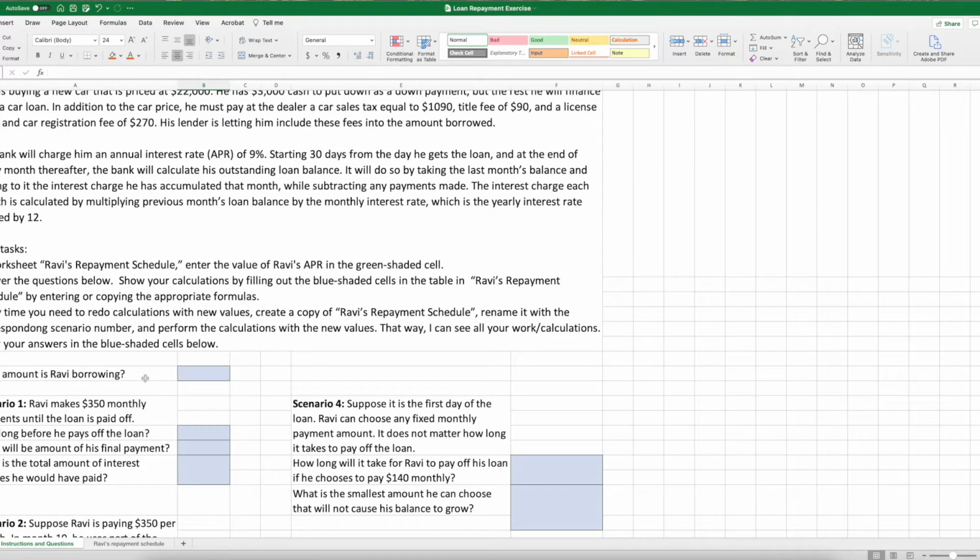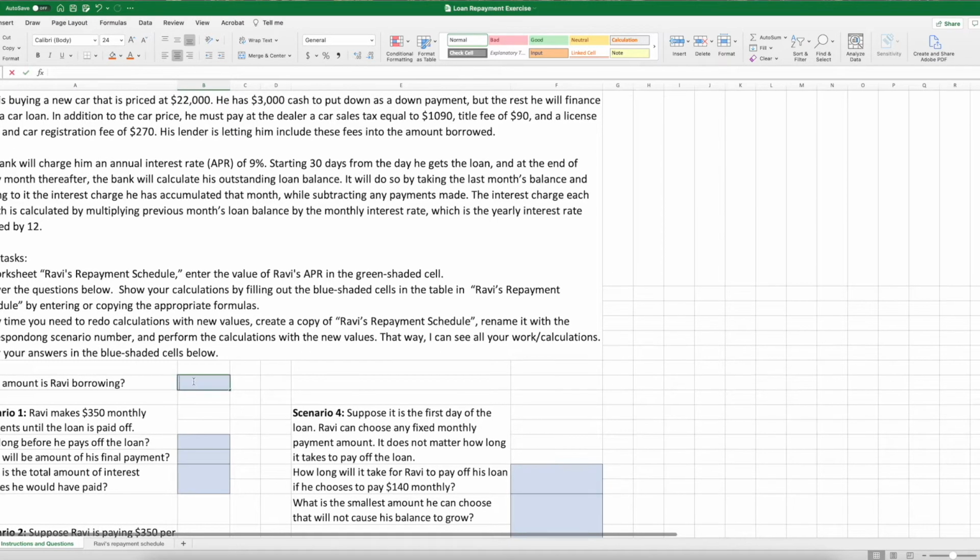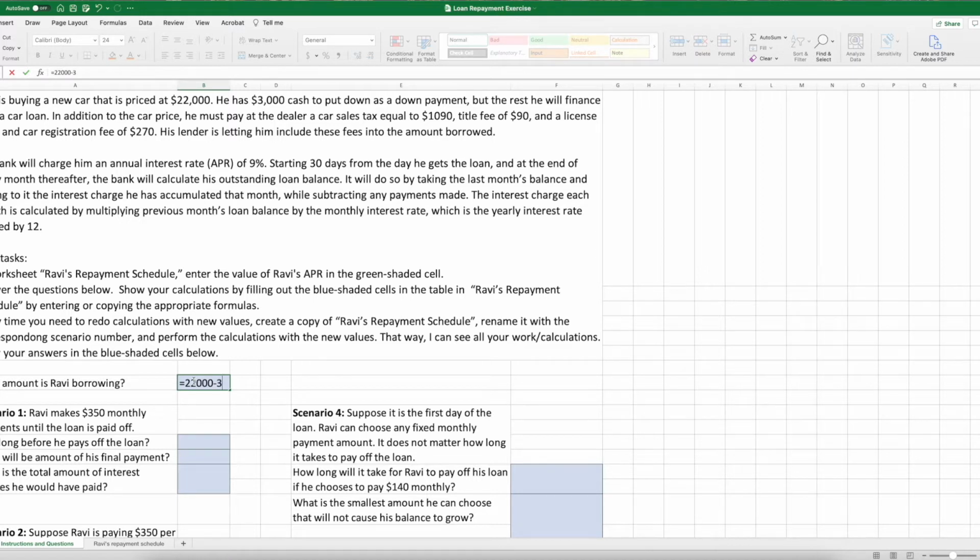What is the amount that Ravi is borrowing? Okay, that's easy. We need to perform several calculations to arrive at this number, so we can perform those by entering it as a formula. So I'm going to start with an equal sign. Okay, so what calculations do we need to perform? We'll start with the purchase price of the car, which is $22,000. And we subtract from it the amount that he's paying cash since it's not going to be borrowed. So minus 3,000, but then he's paying for the various fees through borrowed money. So we need to add that to the amount borrowed.